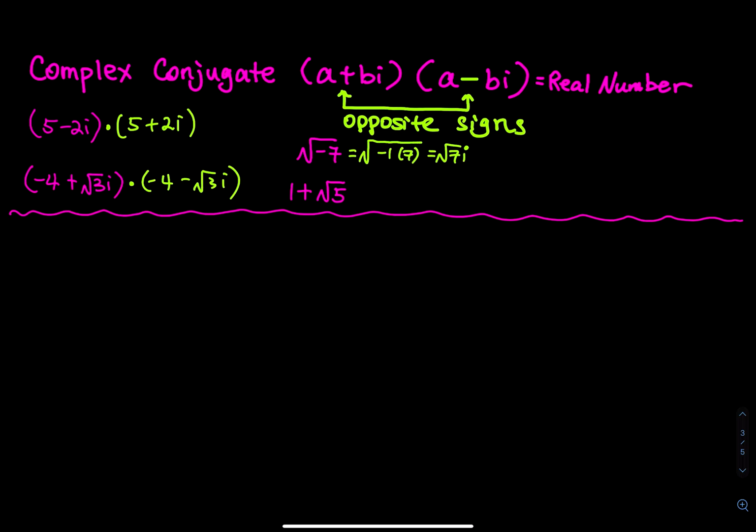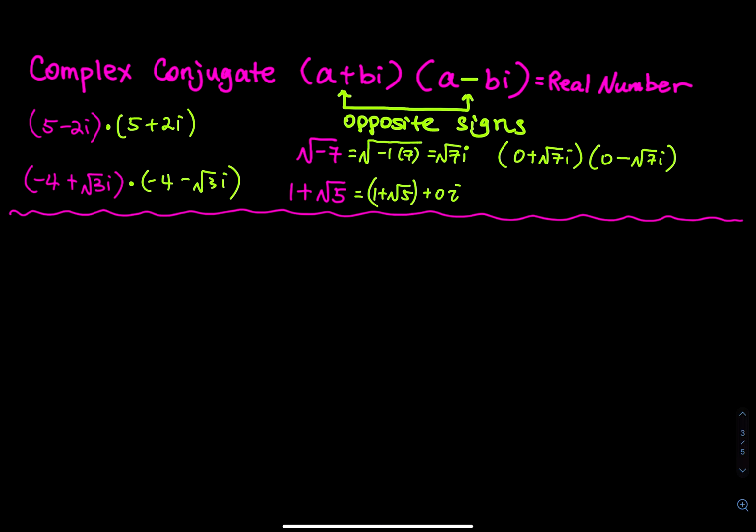And then this one, 1 plus root 5, has no complex part, so I will just add to it, which is 1 plus root 5, and all you have to do is add a 0i. So now it is a complex number. Okay, so this is 0 plus root 7i, which is what is given, and then the complex conjugate is 0 minus root 7i.